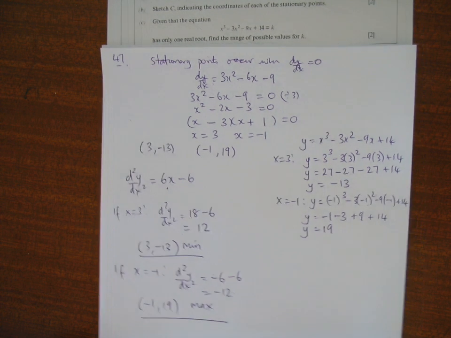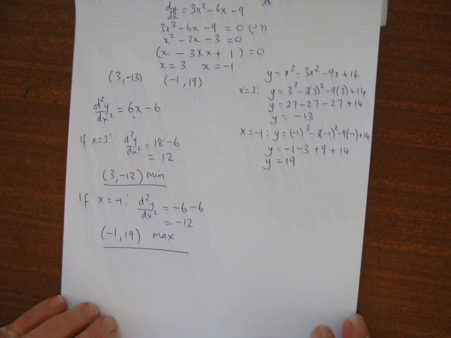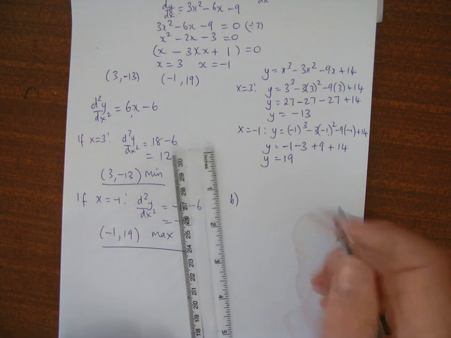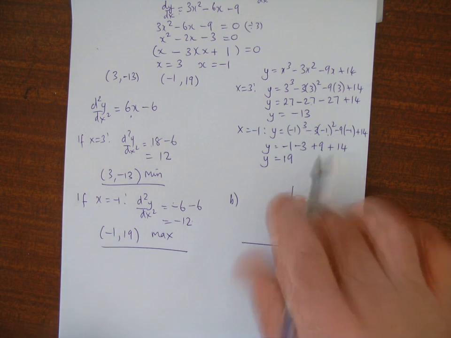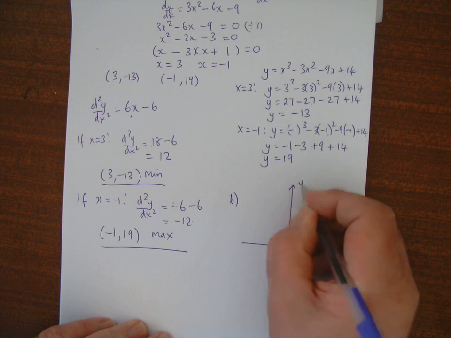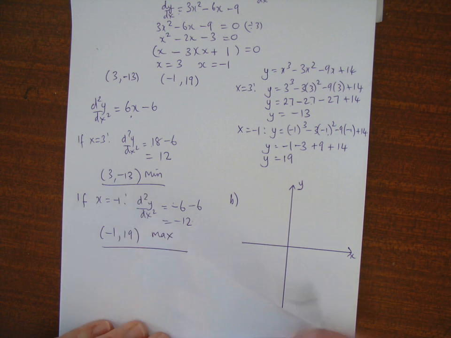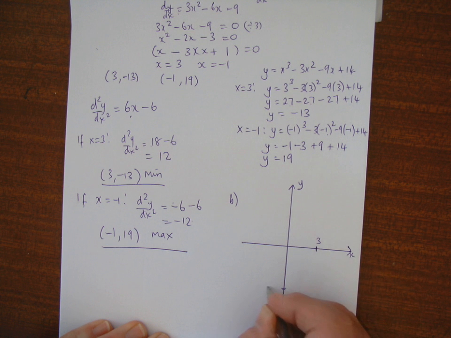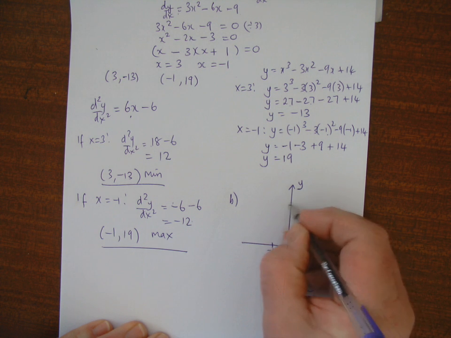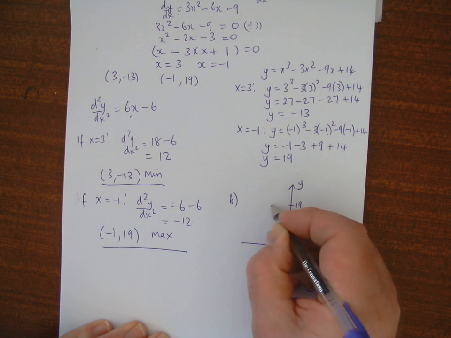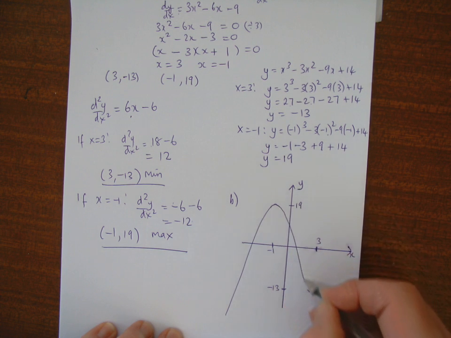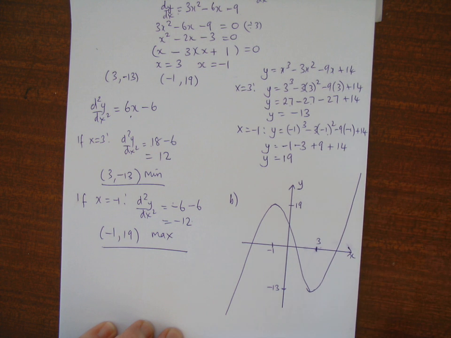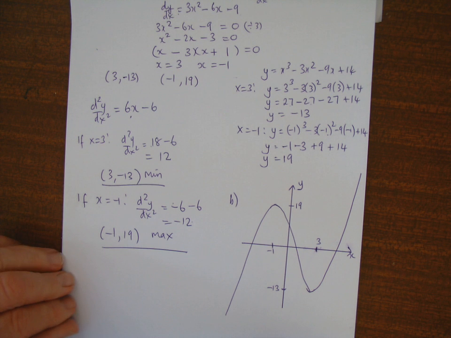Then part B wants me to sketch showing that. So I'll sketch that here. The axes x, y. So I've got a minimum at 3, minus 13, and at minus 1, 19, I've got a maximum. So the curve will follow that, so it will come all the way down to the minimum point, and then back up. So that's the shape of the graph.